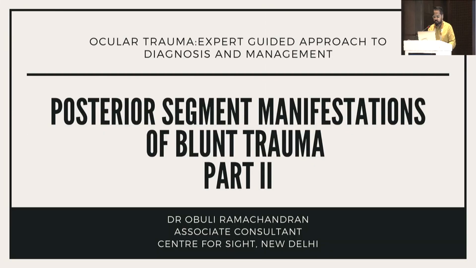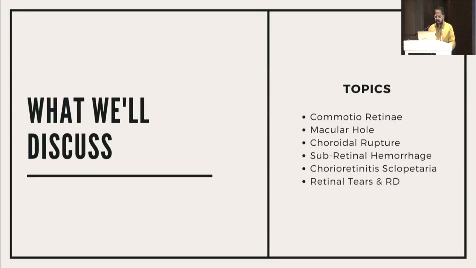Good morning, everyone. So today we will be discussing the posterior segment manifestations of blunt trauma. This is part 2 of the presentation. What we will be discussing is macular hole, choroidal rupture, subretinal hemorrhage, chorioretinitis sclopetaria, retinal tears, and retinal detachment.